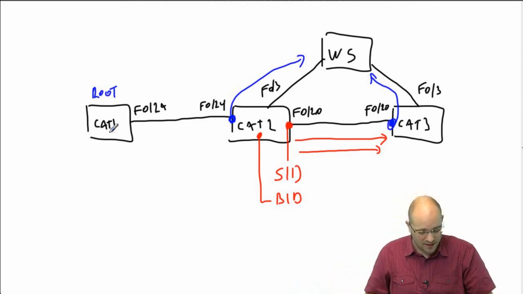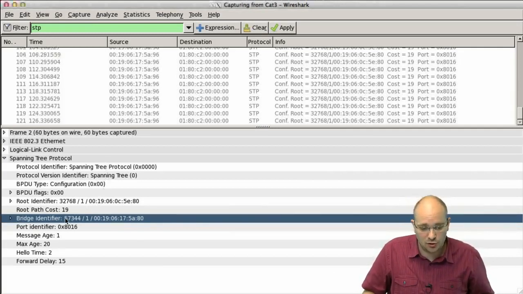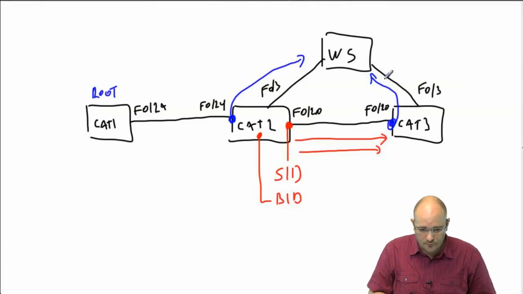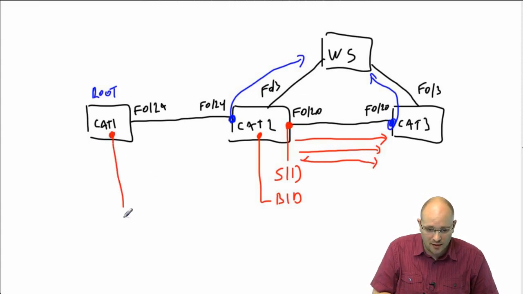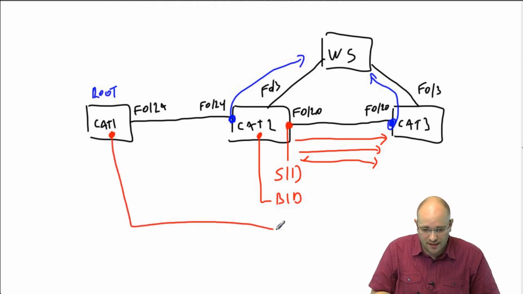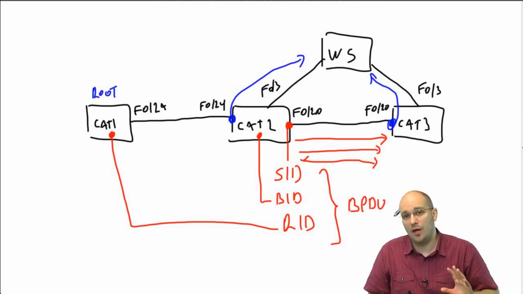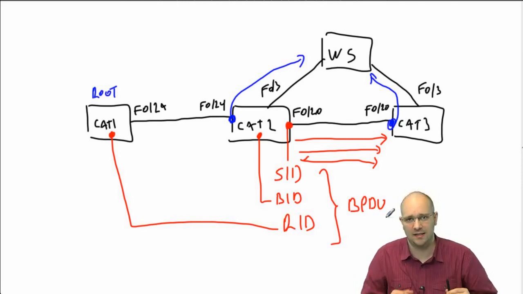So this is being flooded throughout our network. The bridge identifier here will be that of Cat2, but if you take a look at the root identifier in this frame being sent from Cat2 to Cat3, it seems to be the root ID or the bridge ID of Cat1. So this will be the root ID that is being sent out in the BPDU sent to Cat3. With this example, hopefully you can now understand how the election happens and how quick it actually is.